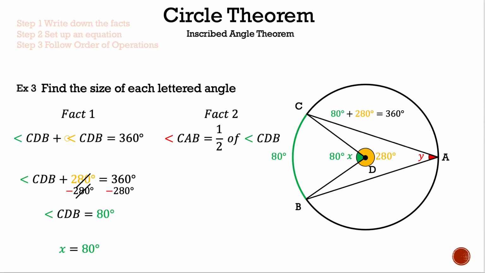Now let's go back to fact number 2, where we have angle CAB is equal to half of angle CDB. We know angle CAB is y from the image, and we know angle CDB is 80 degrees from using fact number 1. So now we have y is equal to half of 80 degrees, and half of 80 degrees is 40 degrees, so y is equal to 40 degrees. We have our two answers for example 3.